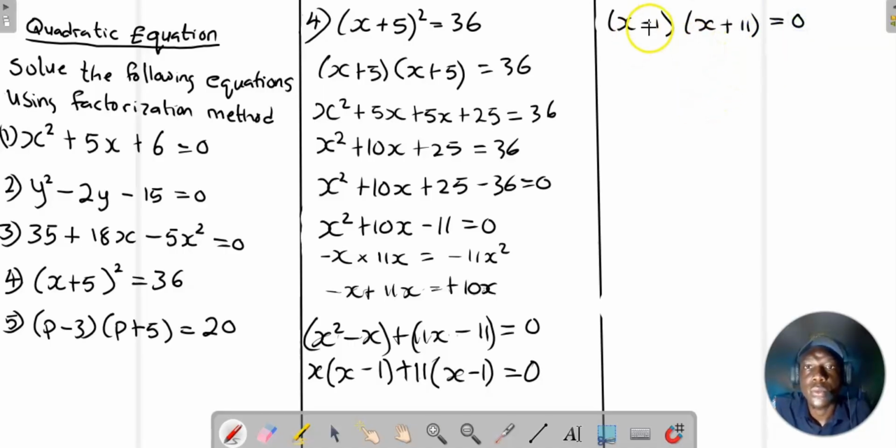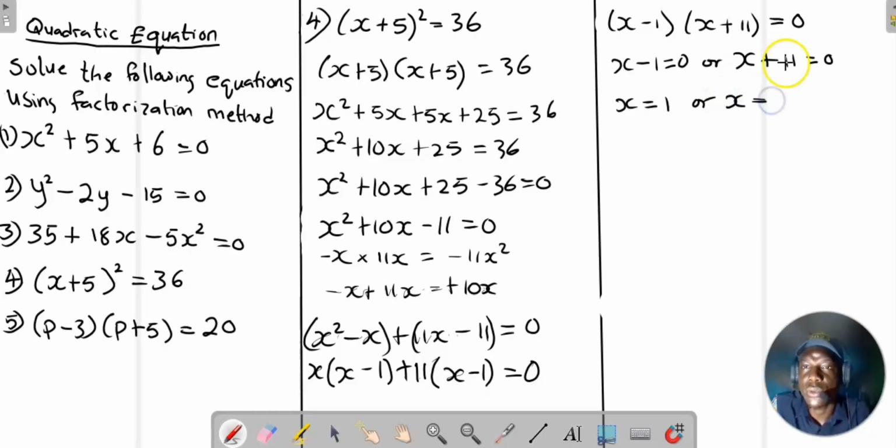So having this, it is either x minus 1 is equal to 0, or x plus 11 is equal to 0. When you cross minus 1 over to the other side, it becomes plus 1. x is equal to 1, or x is equal to minus. When you cross plus 11 over to the other side, it becomes minus. So you have x is equal to minus 11. So these are our final answers.